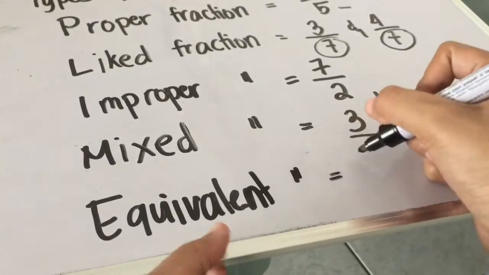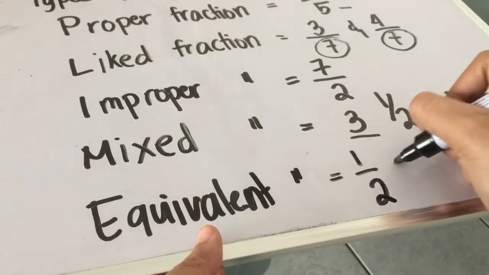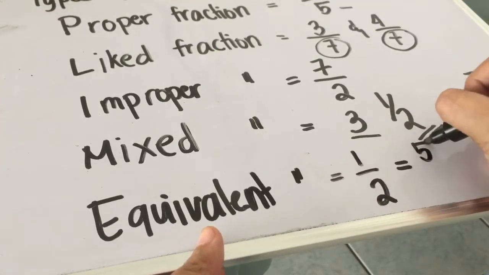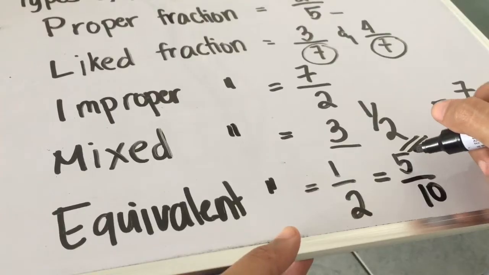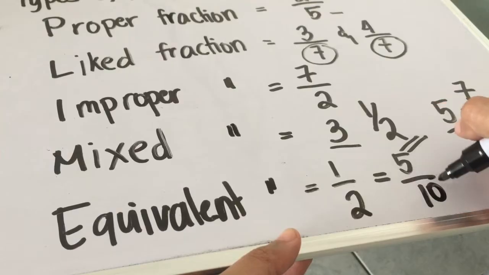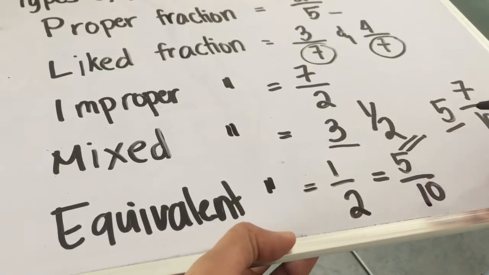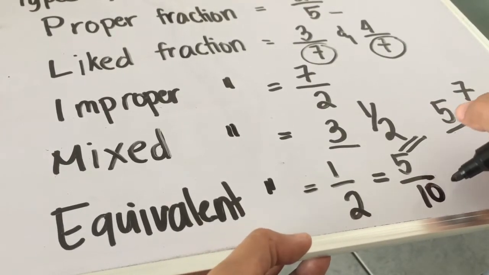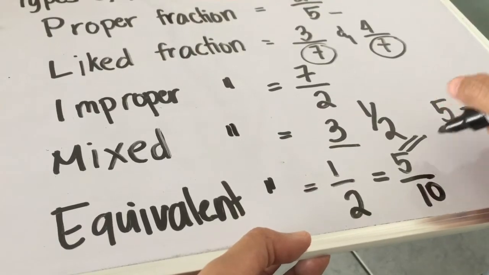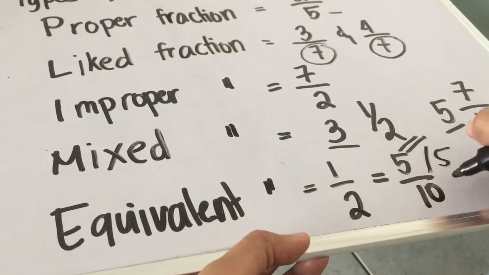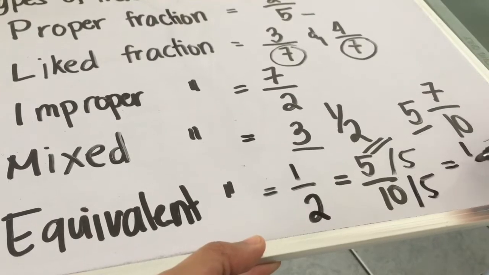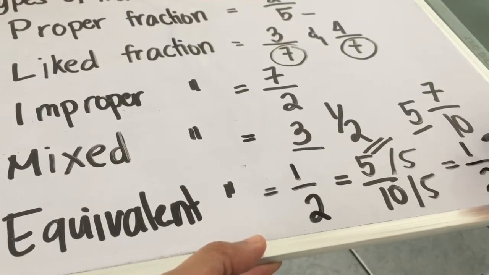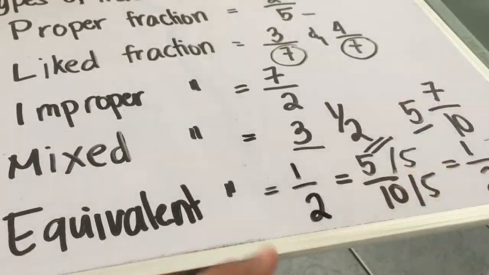For example, 1/2 is equal to 5/10. Why? 1/2 is equal to 5/10. When you divide 5/10 by its greatest common factor, which is 5, you will divide it by 5. So we have 5 divided by 5 equals 1, and 10 divided by 5 equals 2. So we have 1/2. So that is equivalent fraction.